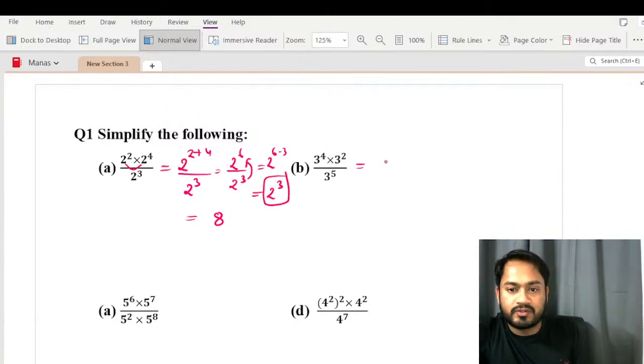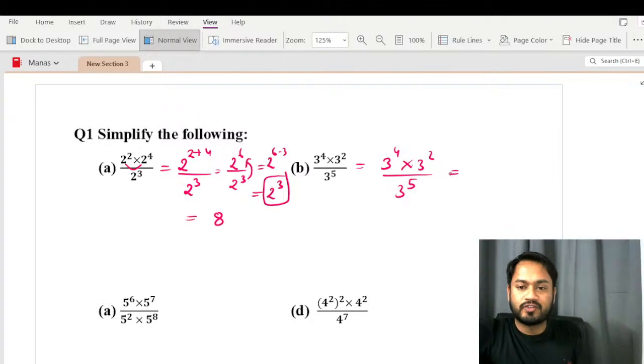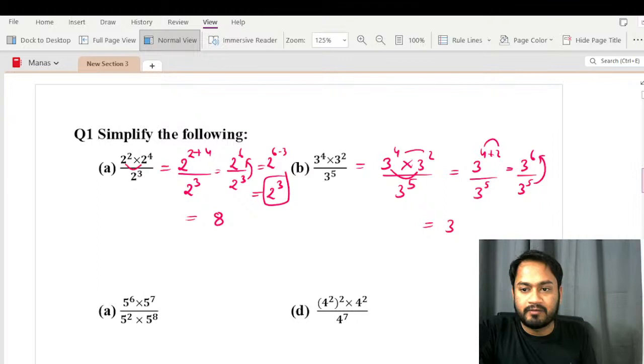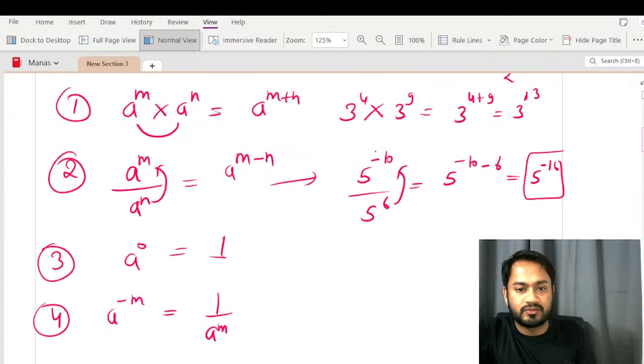This is another question which you can see here. We have 3 raised to power 4 multiplied by 3 raised to power 2 upon 3 raised to power 5. The base is the same, so the powers will be added, so 4 plus 2, which is 6. So 3 raised to power 6 upon 3 raised to power 5. Now you can send it to the numerator. When you send it to the numerator, rule number two, which I showed you here, will apply. Whenever the denominator goes to the numerator, it becomes negative.